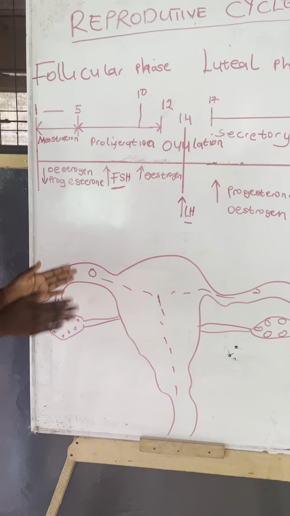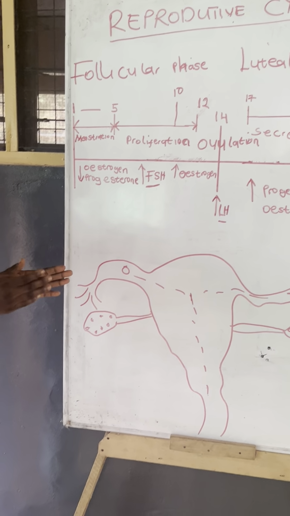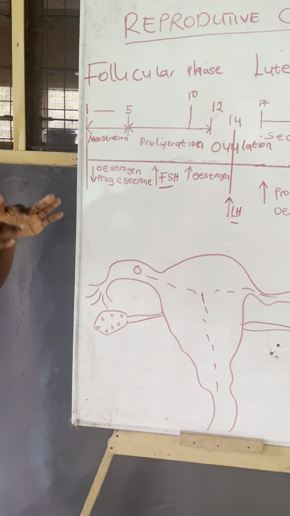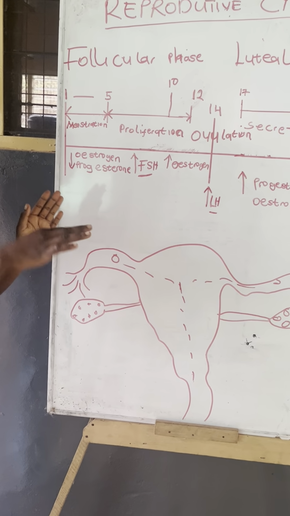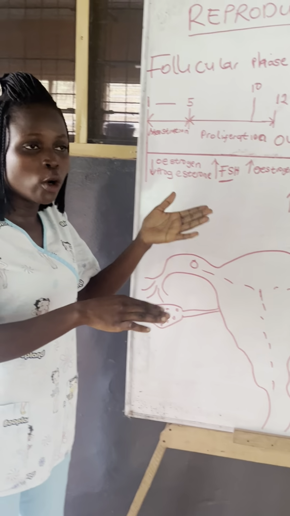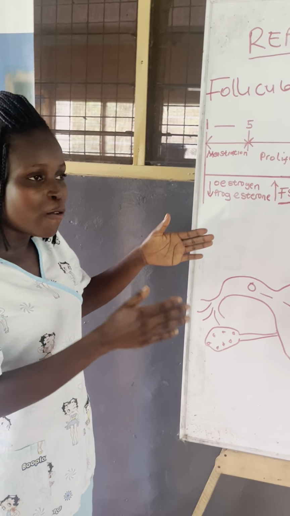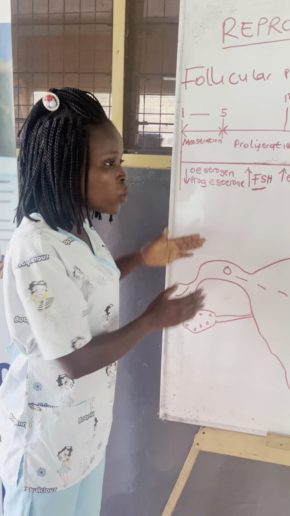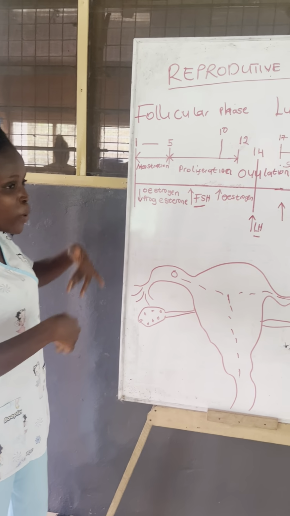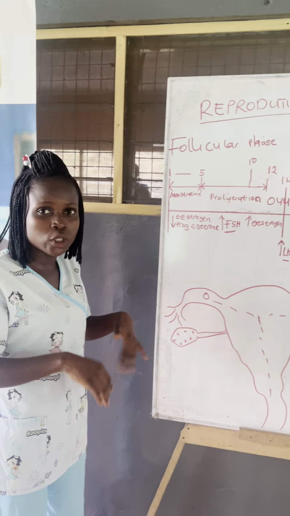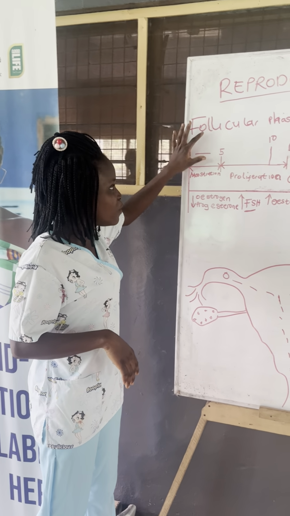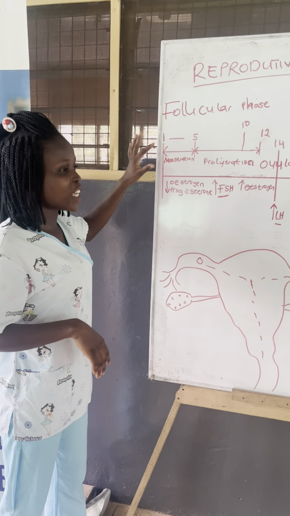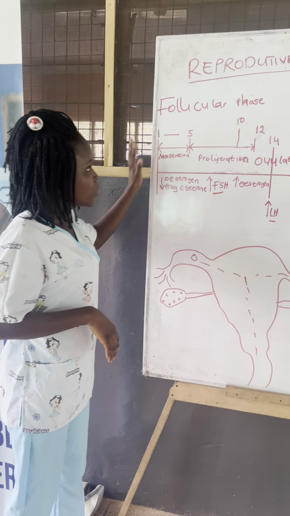They occur together. It is not that the ovary performs first and then the uterus or the endometrium is waiting for the ovaries to finish. No. As the ovary is preparing an egg, the endometrium is also preparing itself. The endometrium of the uterus is also preparing itself to receive the egg in case fertilization occurs.